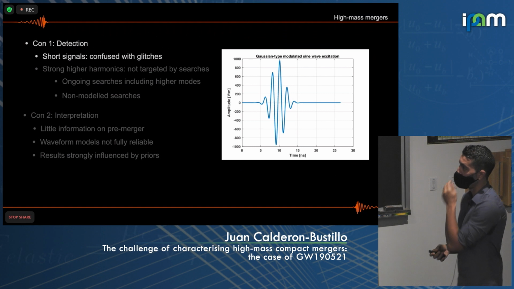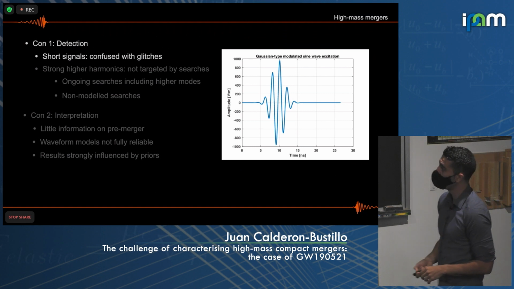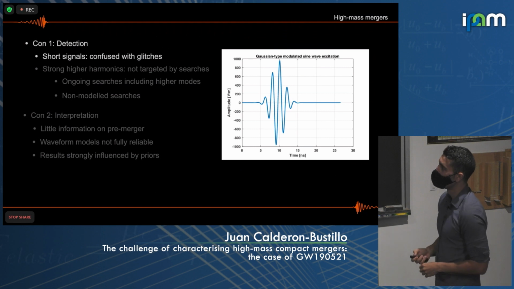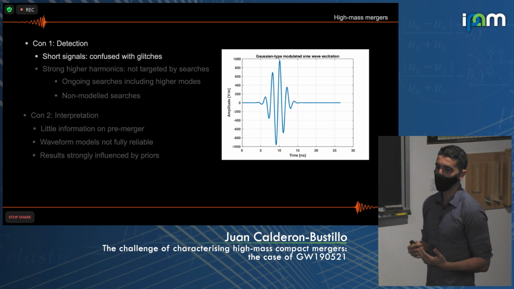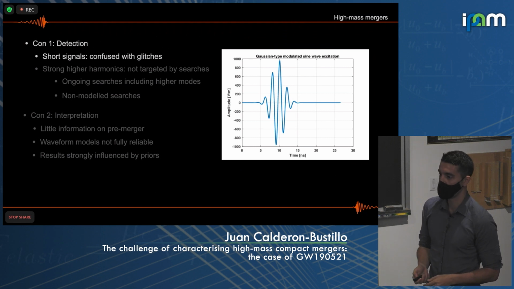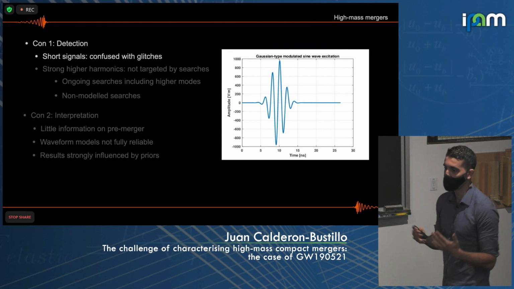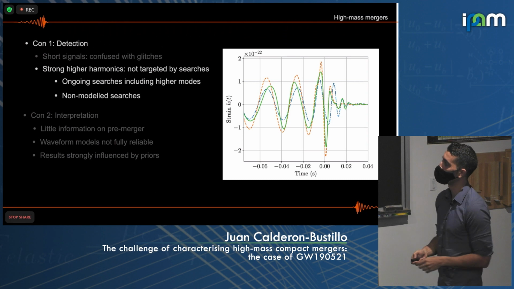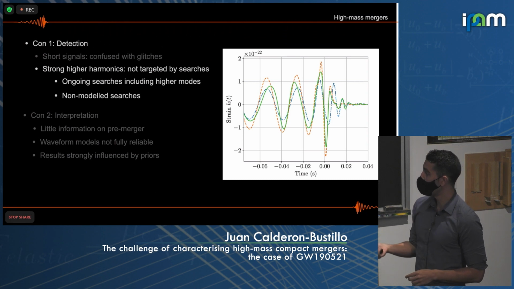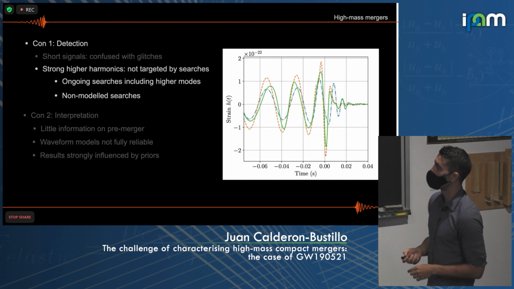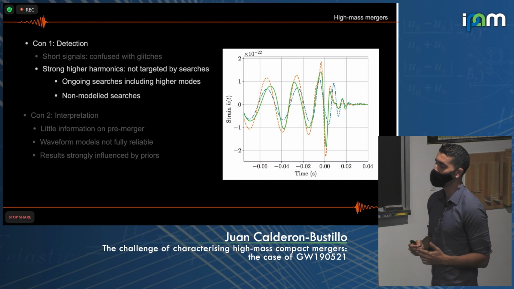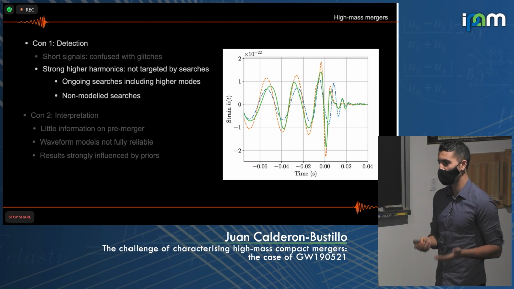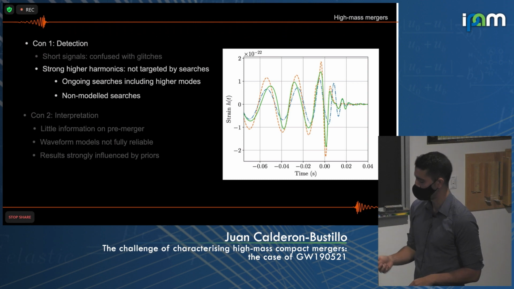And these are the cons. So con number one, these things are very difficult to detect. The signals are really short, and therefore glitches present in the detector can very easily mimic them. So it's very difficult then to tell apart signals from actual noise. Because they may show strong higher harmonics, and our templated searches do not yet include them, we may be missing quite a lot of them because our templates are just not faithful representations of these signals.